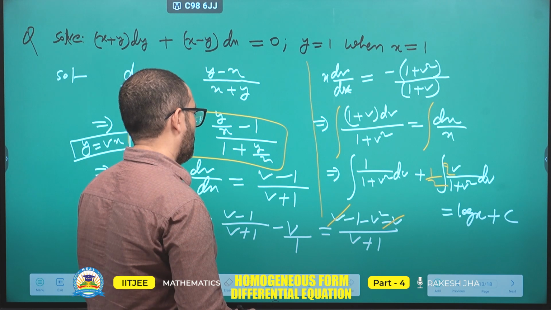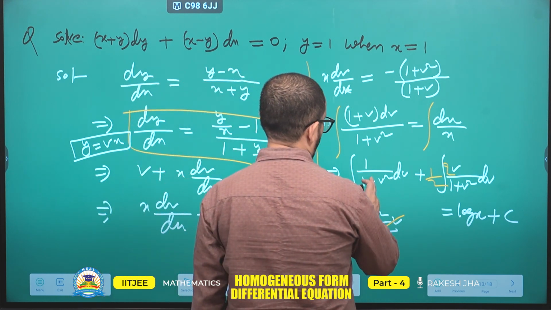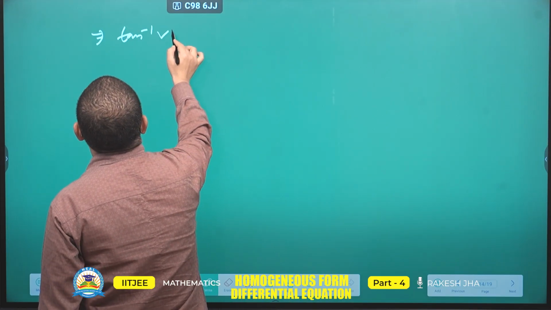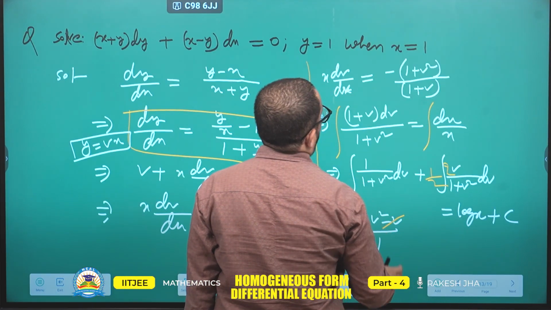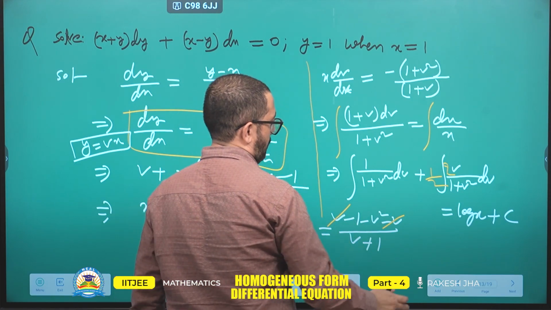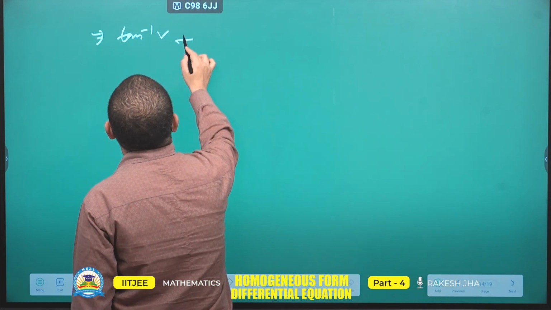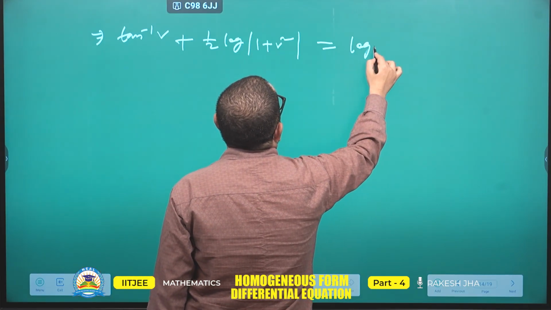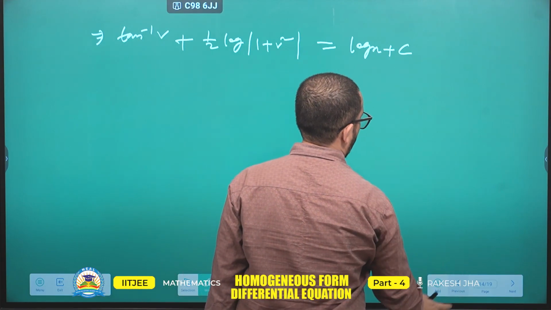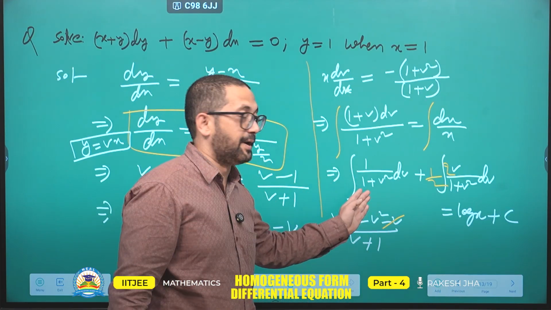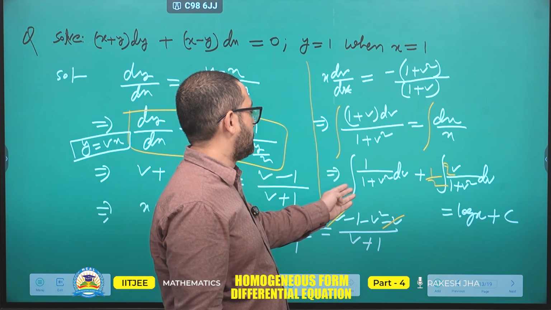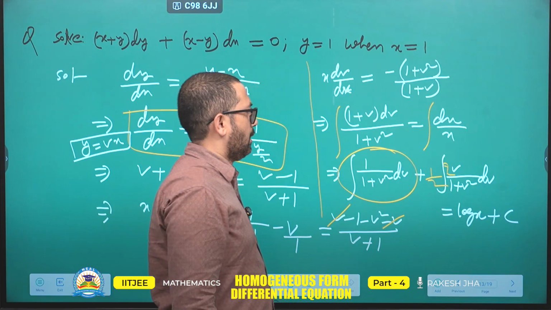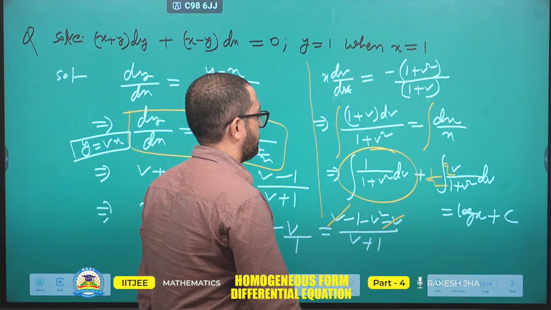Now what is the integration of this? The integration will be tan inverse v, and then 1 by 2 log 1 plus v square is equal to log x plus c. So if you see it very clearly, what we are finding here is tan inverse v plus half times log 1 plus v square is equal to log x plus c.